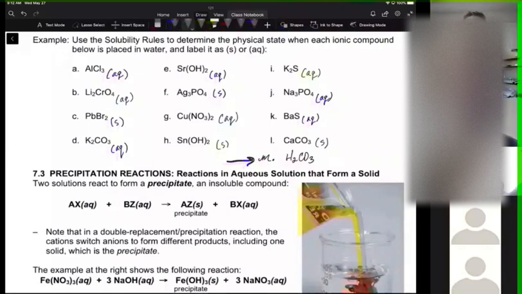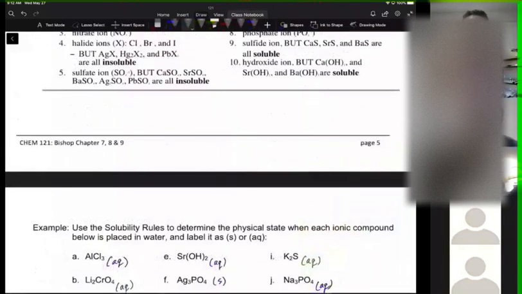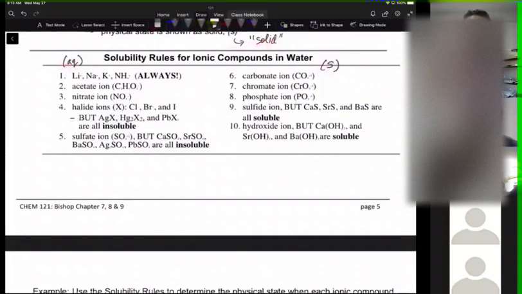F, silver phosphate. Yeah, so here's our phosphate. So it's a solid. Now we do see silver here as an exception. Silver also makes halogens solid. So silver chloride, silver bromide would be solid. Aluminum chloride, aluminum bromide are aqueous. So both of those ions give us a solid. But really, it's the phosphate. It's really the phosphate rule that tells us for F.